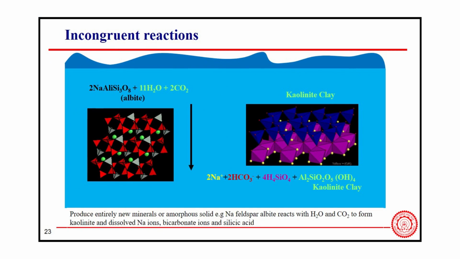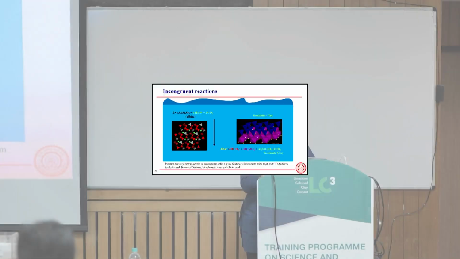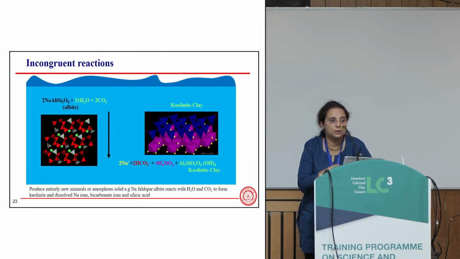Incombinant reactions, in contrast with combinant reactions, are very important for the formation of clay minerals. On your screen, you can see sodium albite. Sodium albite is a type of mineral which is precipitate in nature, and when this mineral reacts with carbon dioxide and water, it transforms into kaolinite minerals, silicic acid, as well as quartz and carbonate minerals. This is a very important process for the formation of clay minerals in areas where we have high pH conditions.